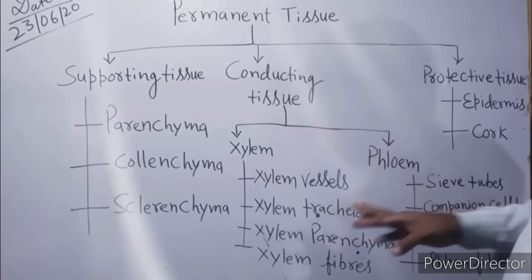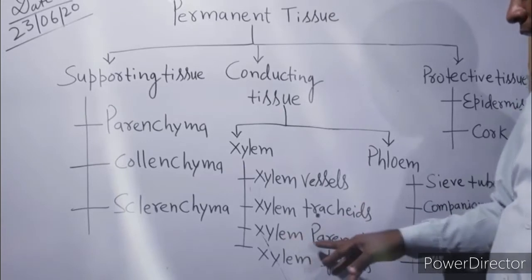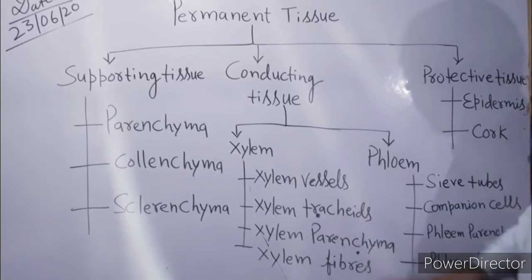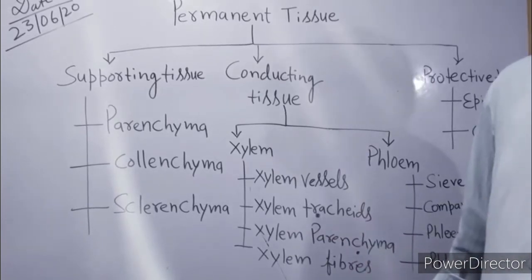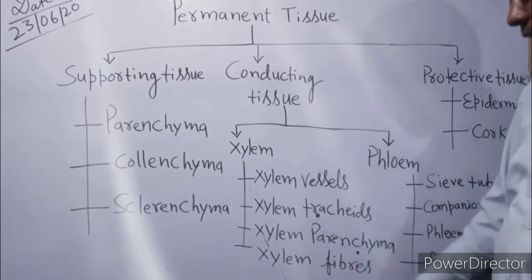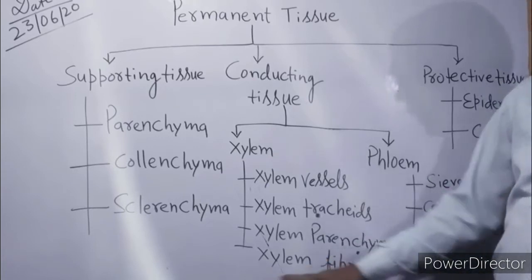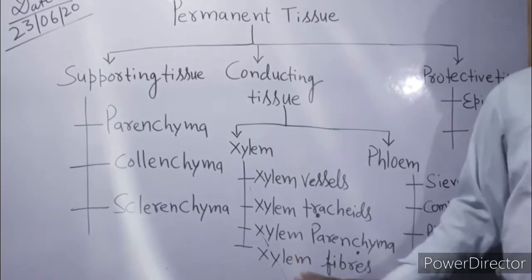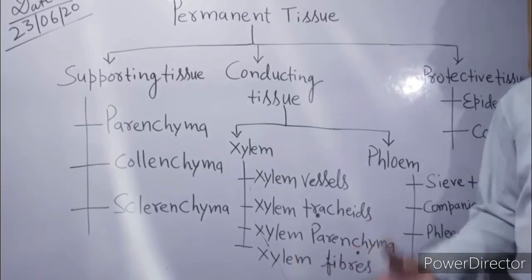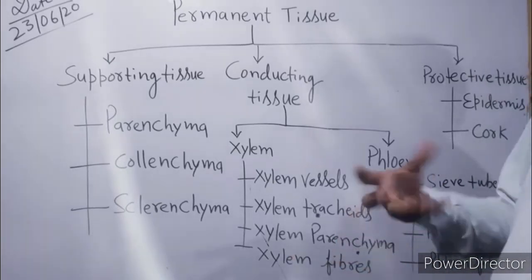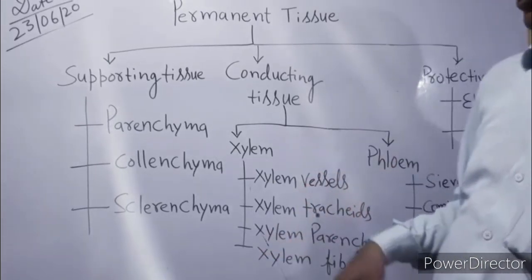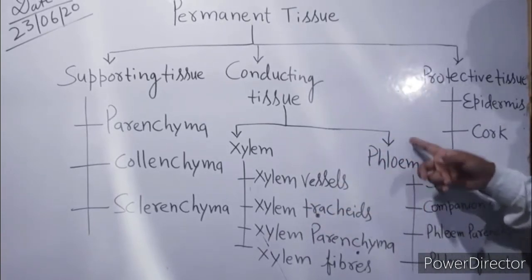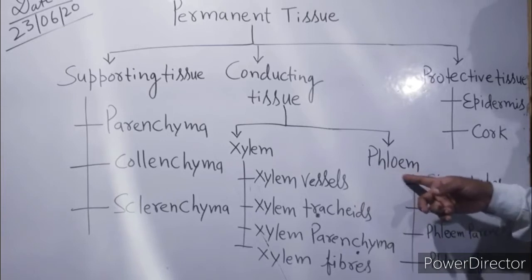Now, the third is xylem parenchyma. That means the main function of xylem parenchyma is to store the food material in the xylem. And the xylem fibers, what do the xylem fibers do actually? They support mechanically, or you can say they give mechanical support to the xylem for the conduction of water and minerals.